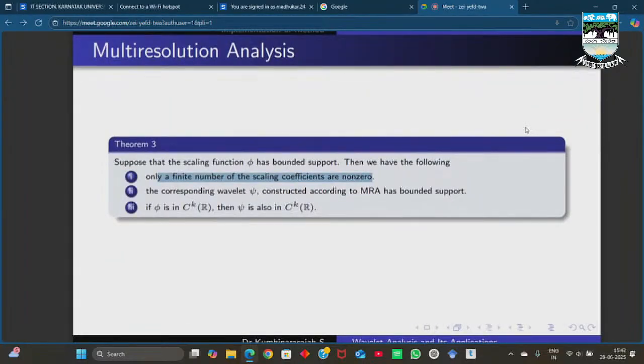And the second one says the corresponding wavelet. If the psi is a scaling function, obviously we can create, by the above theorems, a corresponding wavelet psi constructed according to MRA, which also has bounded support. If the phi has a bounded support, the created wavelet also has a bounded support. If phi is a k times continuously differentiable function, then the psi is also a k times continuously differentiable function. Those are the properties inevitably satisfied and carried forward by the scaling function.